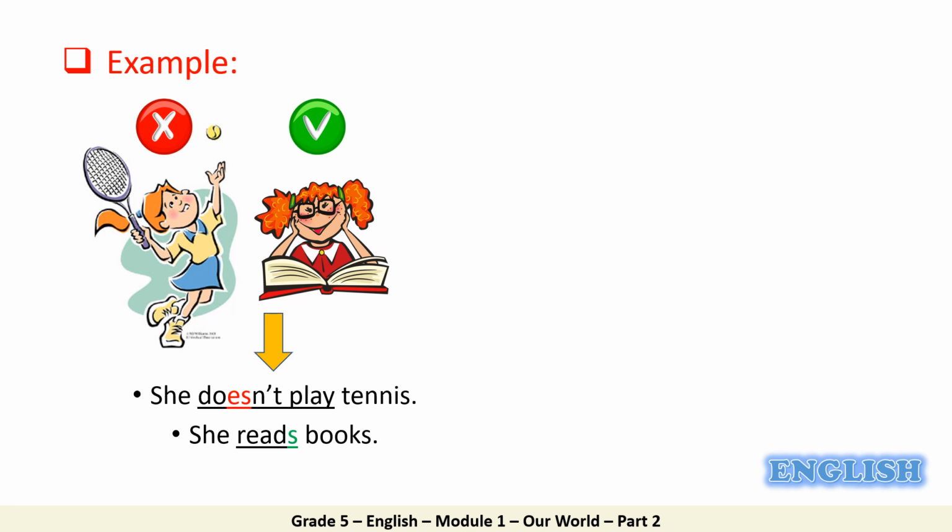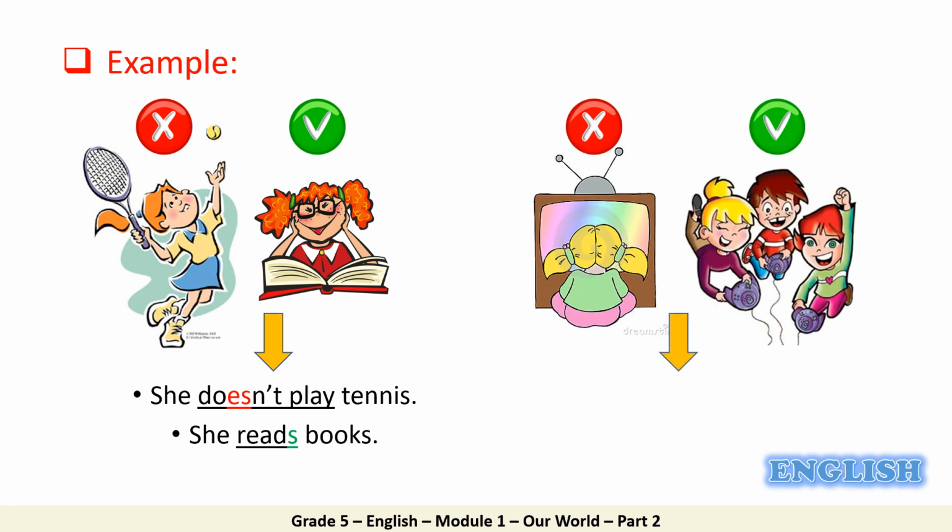Good job. Now, try to tell me, what do you usually do? Use these pictures to talk about yourself. Start the sentence with I. Okay, let's try this together. We started the sentence with I. So are we going to use don't or doesn't? Excellent. This time we will use don't. Let's try to put the sentence together. I don't watch TV. I play with my friends. Great job.